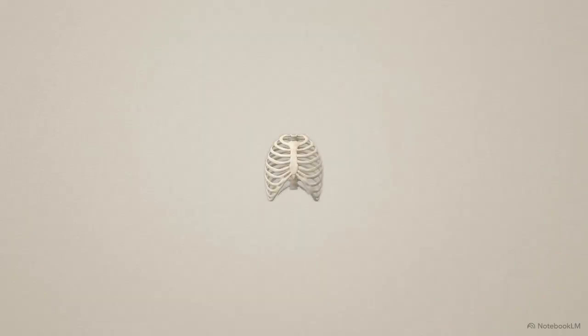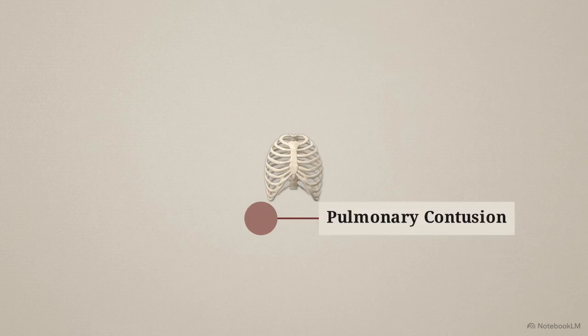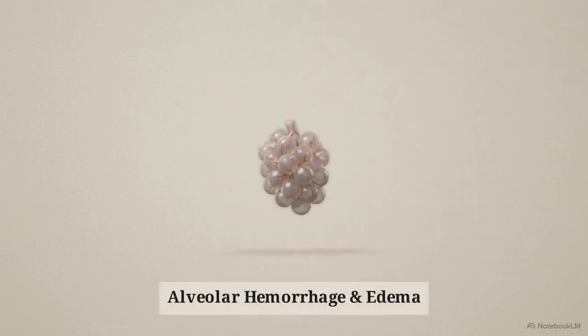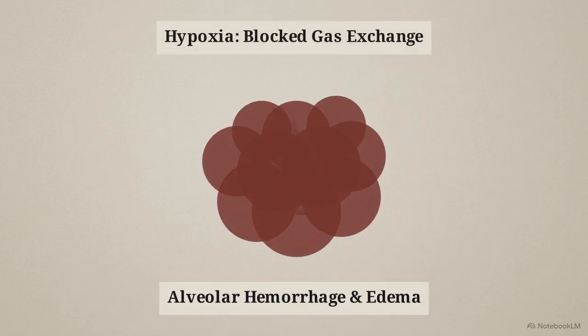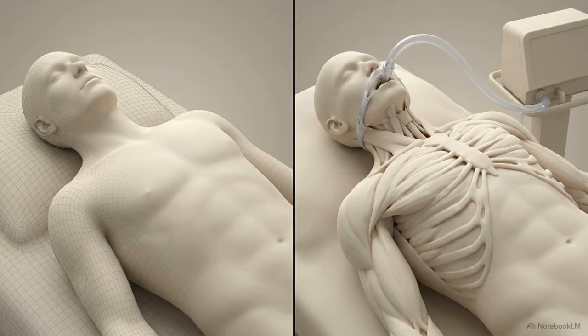The true hypoxic driver is the underlying pulmonary contusion. The impact that broke the ribs caused severe alveolar hemorrhage and edema in the lung tissue directly beneath the fracture, blocking oxygen exchange. Management scales with severity.